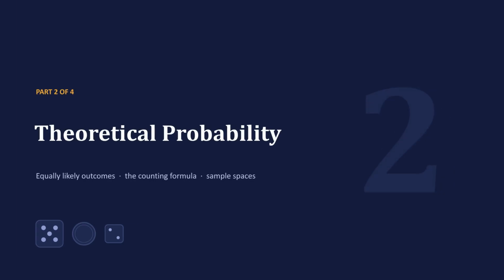Part 2 focuses on theoretical probability. We are moving from simple descriptions to exact numbers. We will explore how to count outcomes using a sample space and apply a simple formula to solve problems involving dice, coins, and cards. Let's dive in.